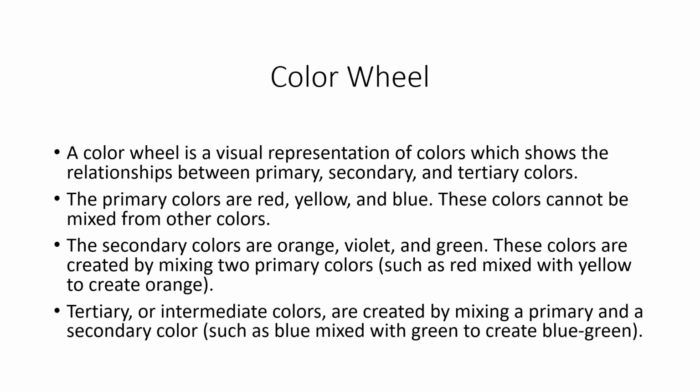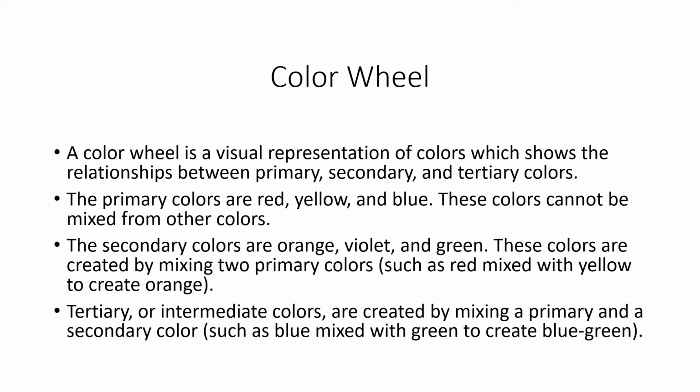Color wheel. A color wheel is a visual representation of colors which shows the relationships between primary, secondary, and tertiary colors. The primary colors are red, yellow, and blue. These colors cannot be mixed from other colors. The secondary colors are orange, violet, and green. These colors are created by mixing two primary colors, such as red mixed with yellow to create orange.